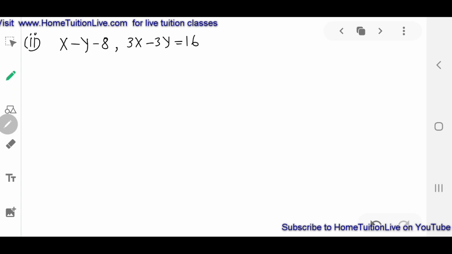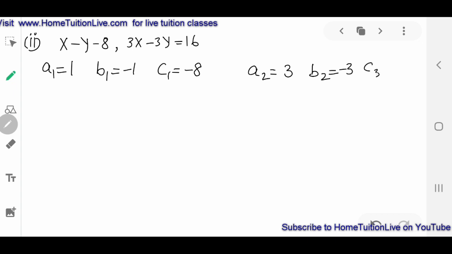Now in front of us we have the second part of question 4: x minus y. Here a1 is 1, b1 is minus 1, c1 is minus 8, a2 is 3, b2 is minus 3 and c2 is minus 16.